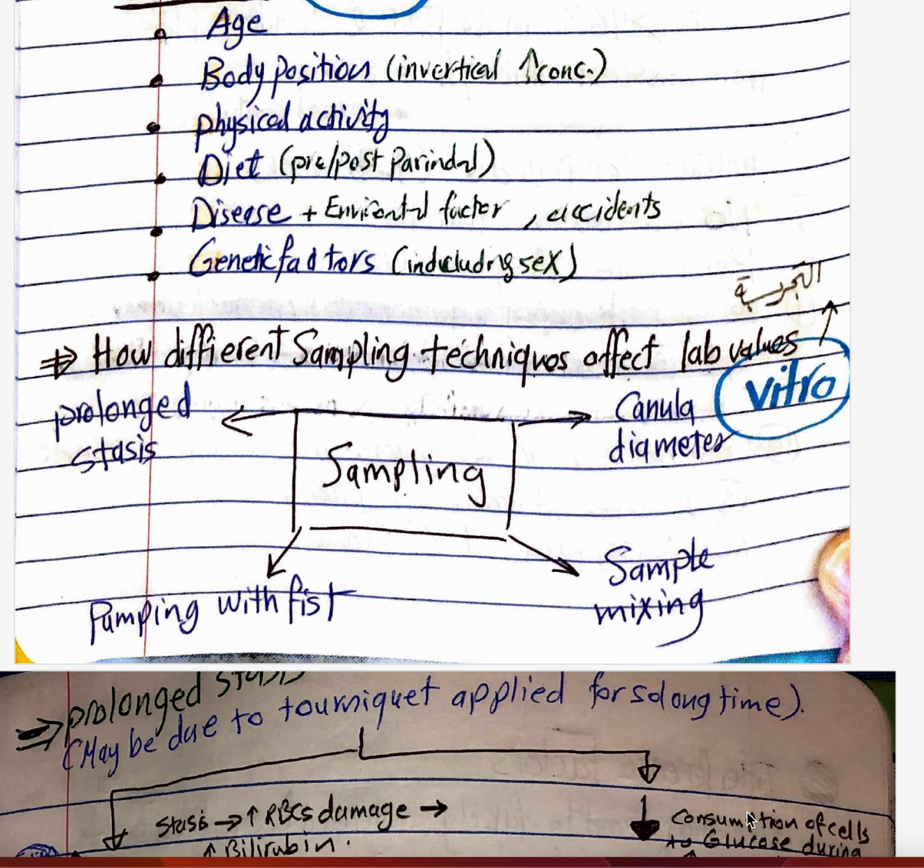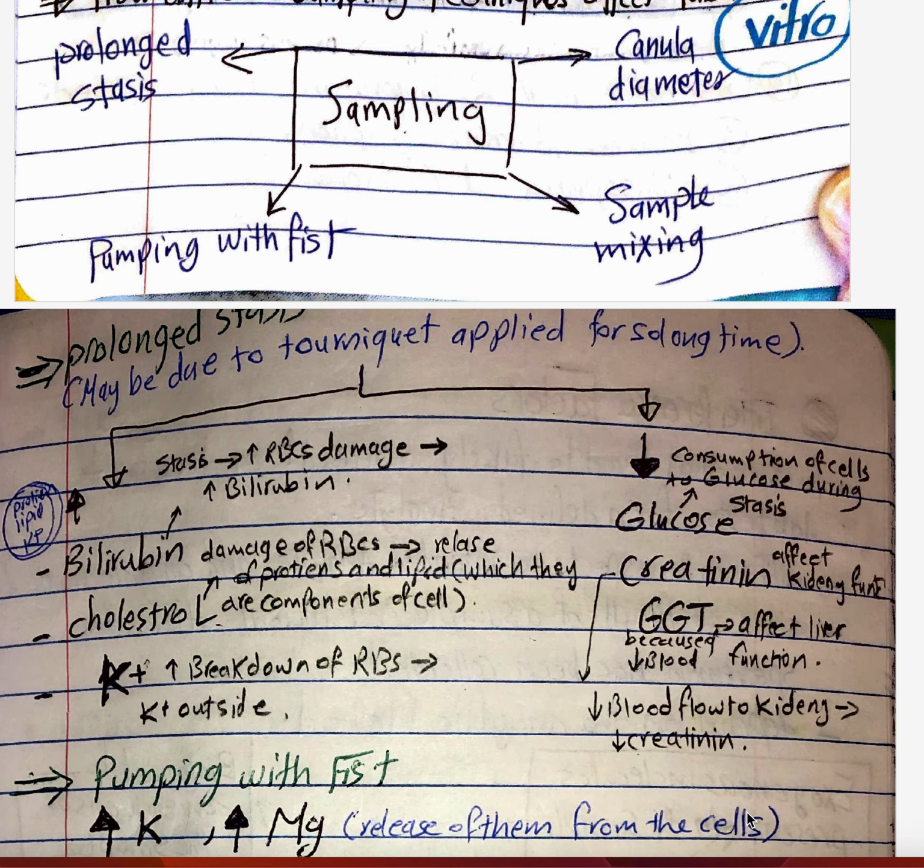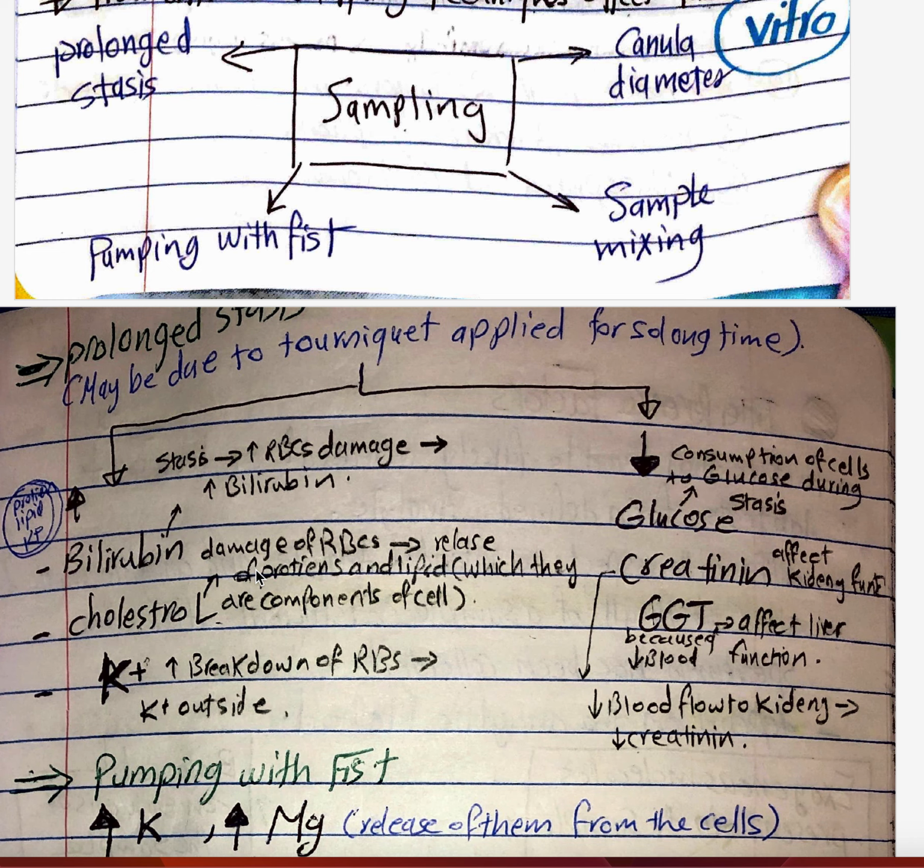Okay, so again, I will describe how this can happen. The first factor is prolonged stasis. How is that? I mean the sampling technique itself. Because maybe we apply a tourniquet for a specific time, but if it is applied for a prolonged time, that leads to prolonged stasis. And if we expose the sample to prolonged stasis, that leads to an increase in bilirubin, cholesterol, and potassium, and at the same time reduces glucose, GGT, and also creatinine level.